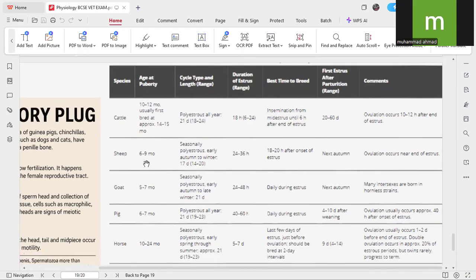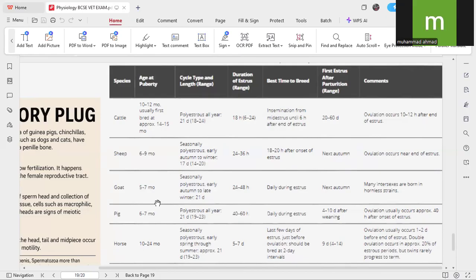Sheep: puberty at 6 to 9 months, seasonally polyestrous. Cycle length is 17 days. Heat is 24 to 36 hours, and breeding is best 18 to 20 hours after the onset of estrus. Ovulation occurs near the end of estrus.